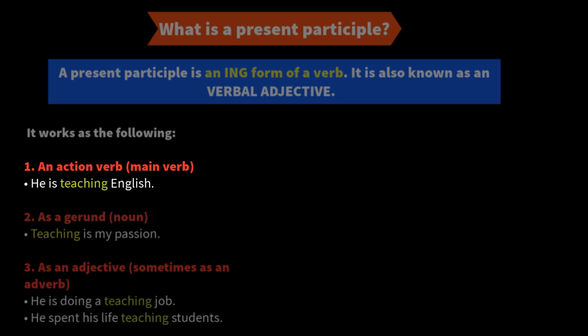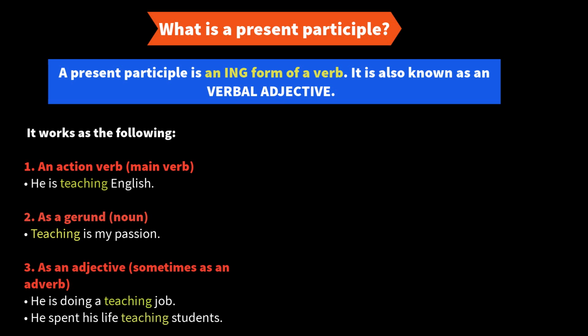He is teaching English. Here, teaching is working as an action verb. It's working as a main verb. He is doing an action of what? Teaching. He is teaching. He is performing an action. So here, teaching is working as an action verb. Next example. Teaching is my passion. Here, teaching is working as a gerund. That means teaching is working as a noun, working as the subject of the sentence.